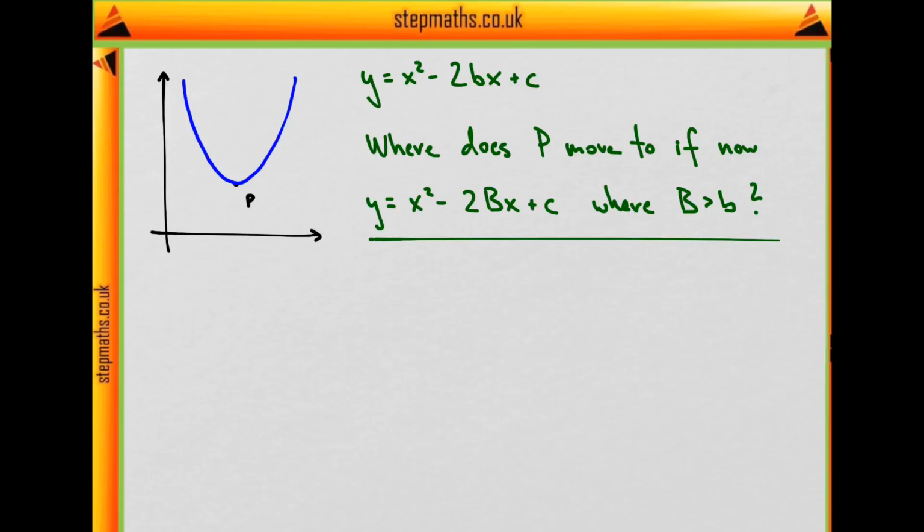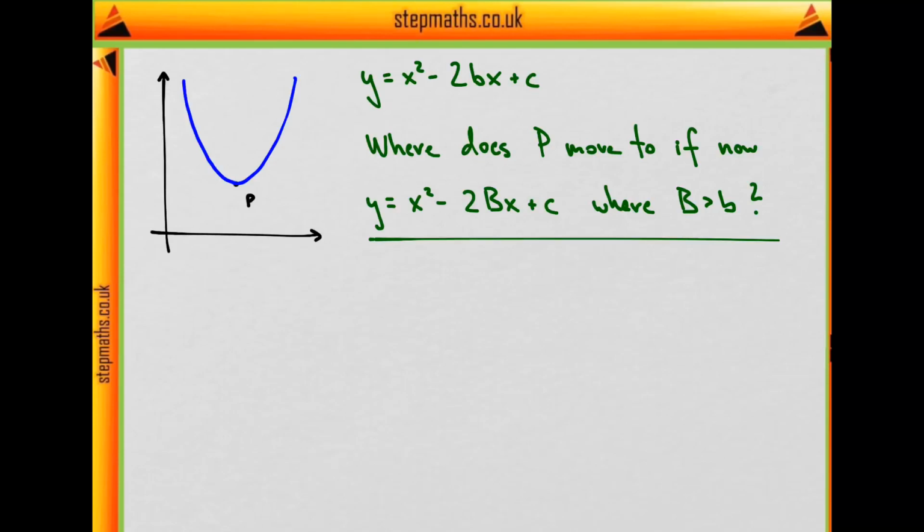And now let's consider a slightly different equation, this time y equals x squared minus 2BX plus c, where capital B is bigger than this first lowercase b. And we are supposed to basically say where this point P moves when we perform this change, when we basically increase this coefficient, or more precisely make it a bigger negative number.